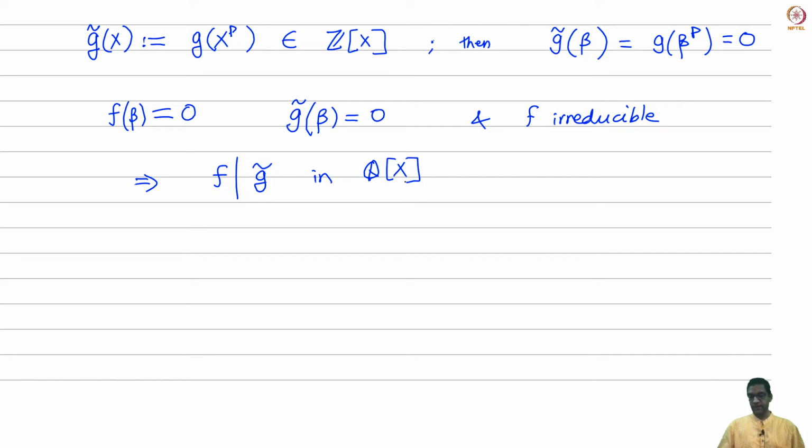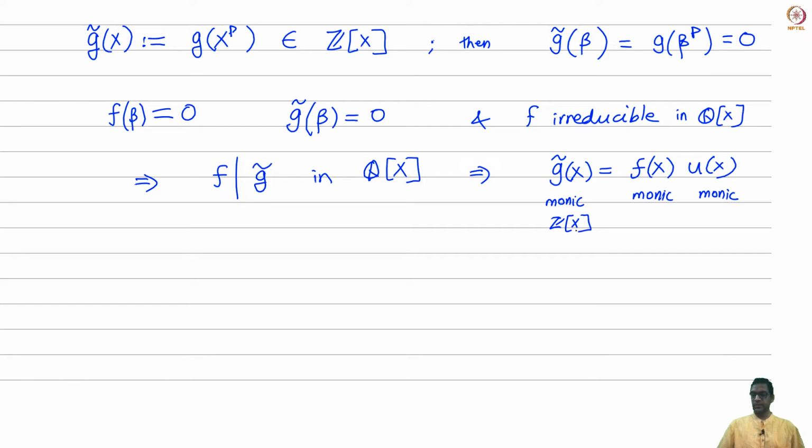In fact, by using our lemma, f divides g tilde in Q[x] means, so everything here is over the field Q[x], that I can write g tilde of x as f times some quotient u of x. But again, I can use that lemma once again. I know that g tilde is a monic polynomial, f is monic, so of course u is automatically monic.